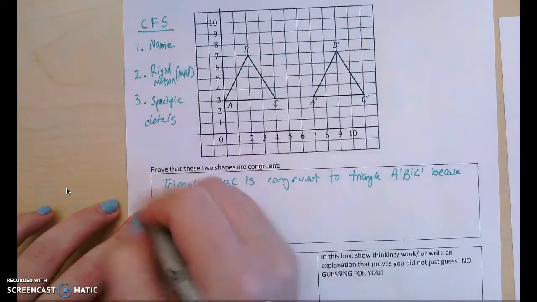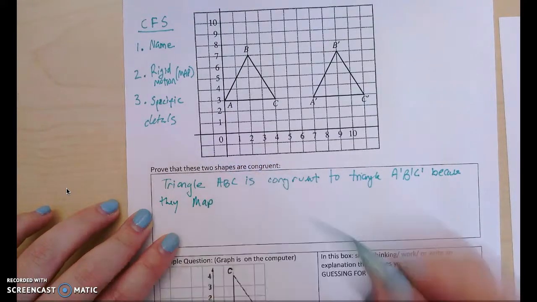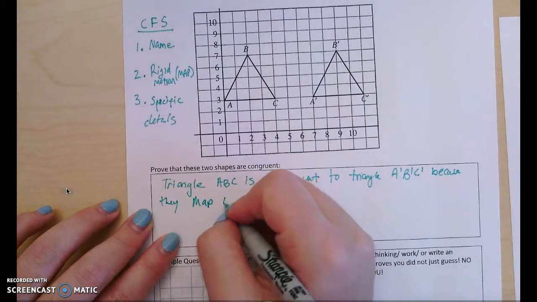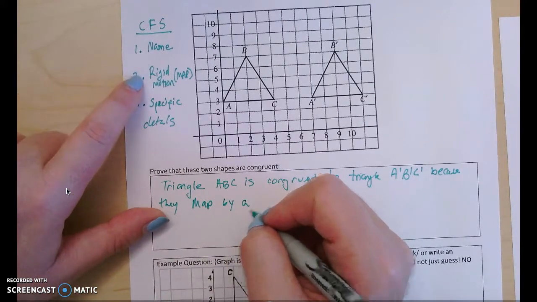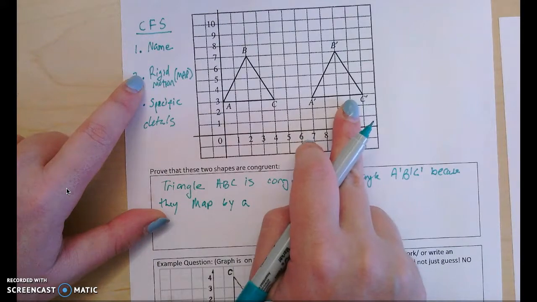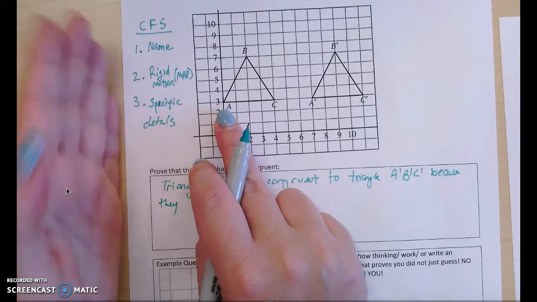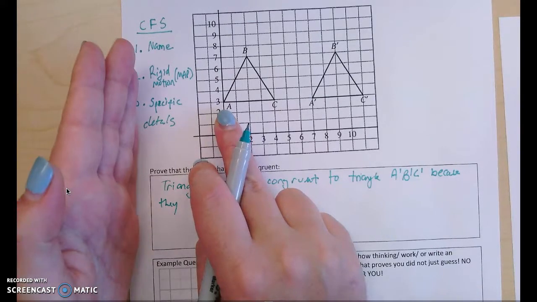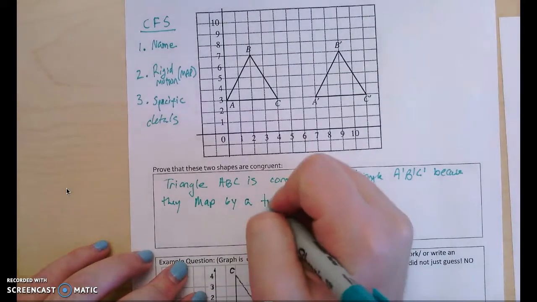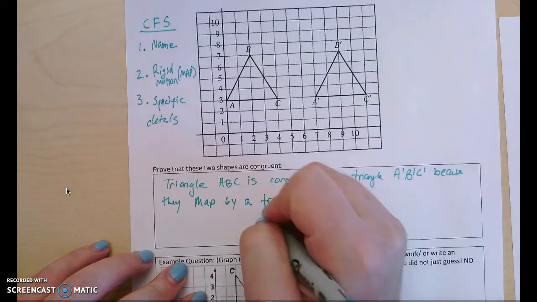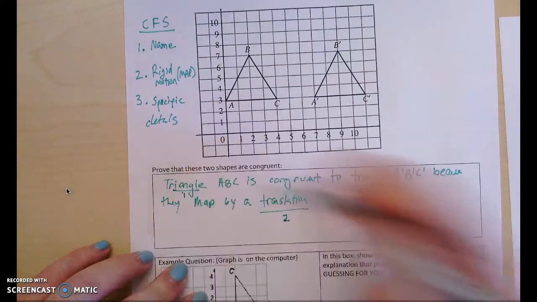because they, my favorite word, map, that should be a lowercase m, sorry, I'm not redoing this video, by a, question 2, right? They map by a what? This is clearly a translation. A is still closest to my left hand, and C is still closest to my right hand here too. Its orientation does not change. So it's a translation. Let me go ahead and number this for you. So this is 2, and then this is 1 on my CFS list.